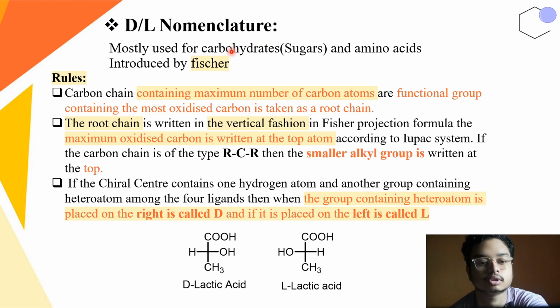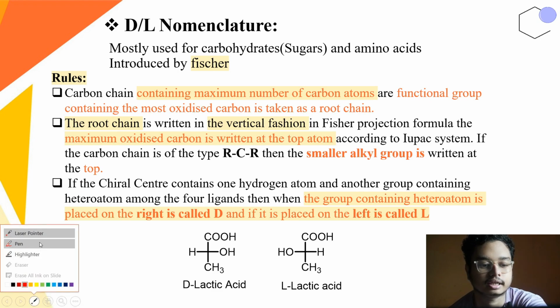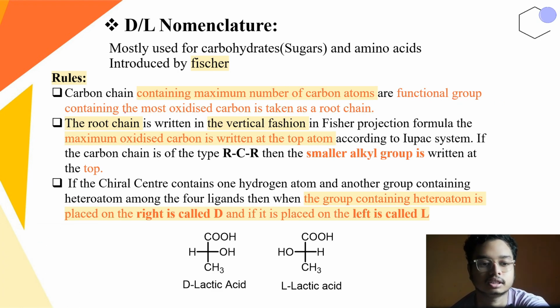So DL nomenclature is mostly used for carbohydrate or sugar chemistry and amino acid chemistry. It was introduced by Fischer. The DL nomenclature contains certain rules. The initial rule is that the carbon chain that contains the maximum number of carbon atoms, or the functional group containing the most oxidized carbon, is taken as the root chain. This is very important. In the vertical chain, the most oxidized carbon, here the COOH carbon, is the most oxidized one, so it will be present at the top of the root chain.